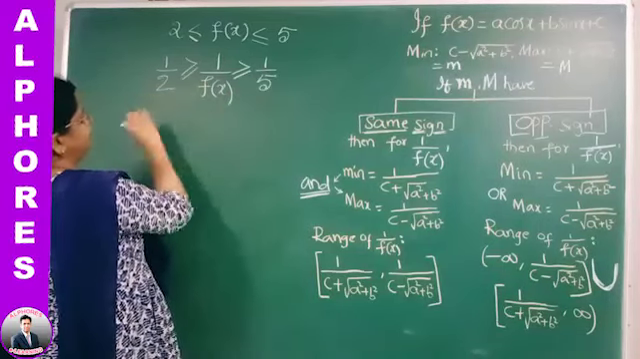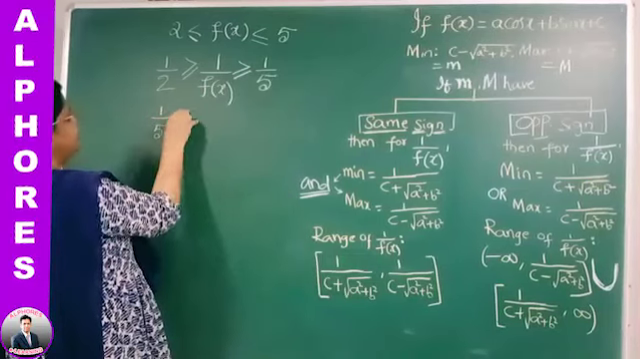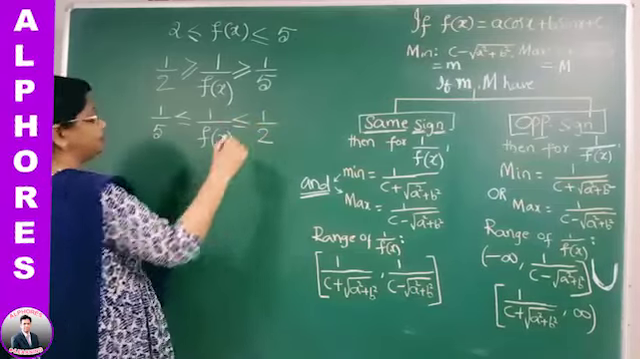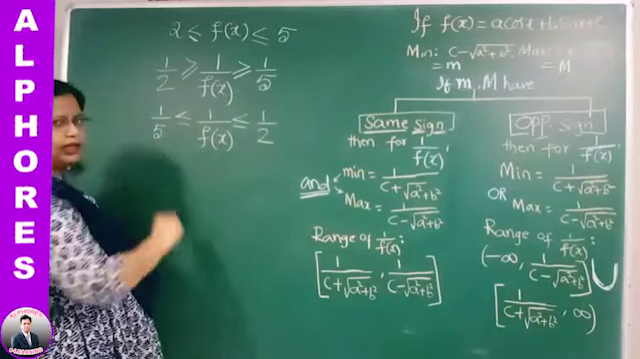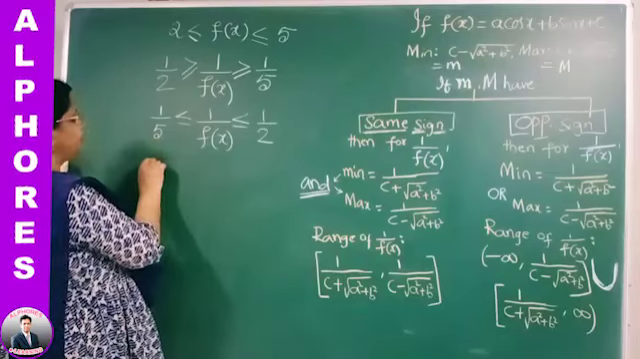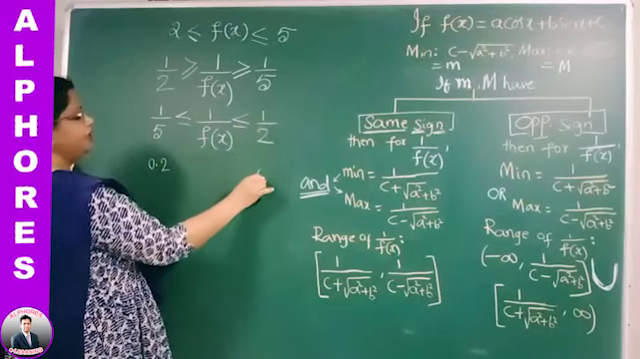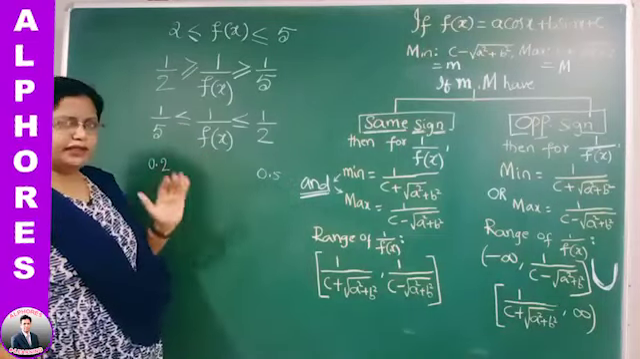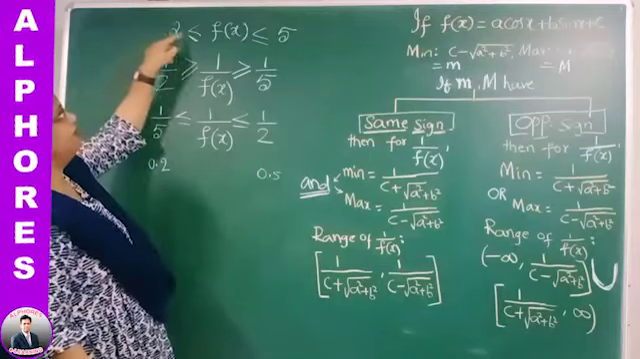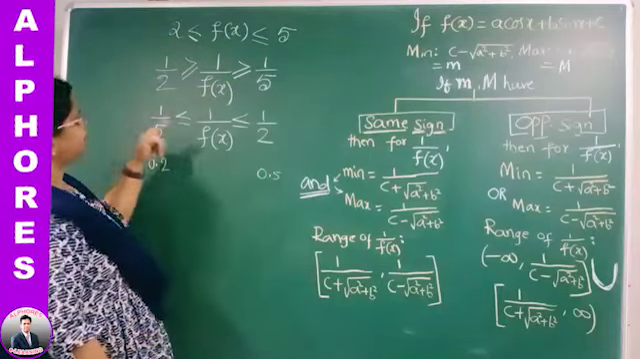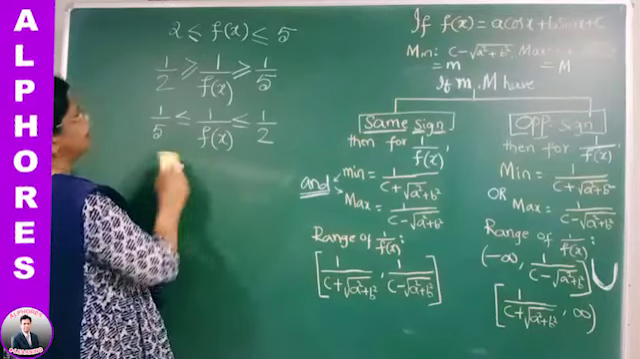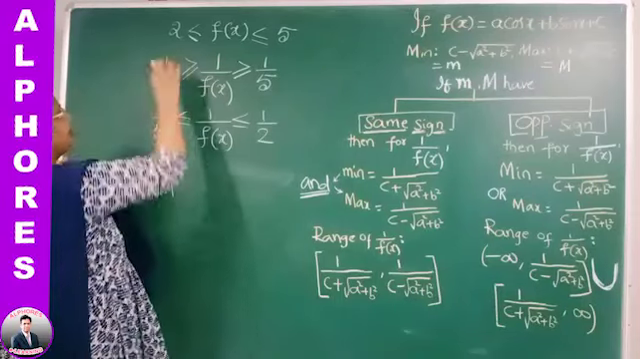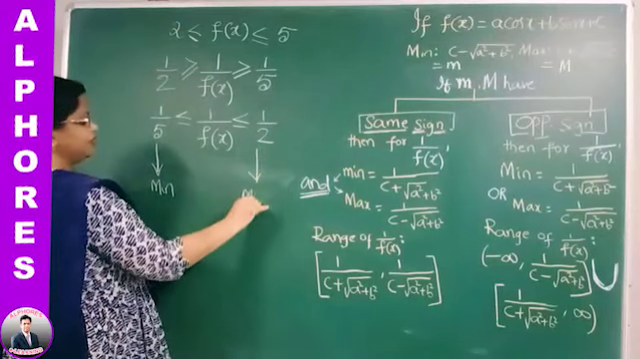Now if I reverse this, it is 1 by 5 less than or equal to 1 divided by f of x less than or equal to 1 by 2. That means 1 by 5 is 0.2 and 1 by 2 is 0.5, so the inequality is as it is: 0.2 less than 0.5. So whenever these have the same sign and I take the reciprocal, this reciprocal now comes as the minimum value and this reciprocal comes as the maximum value.